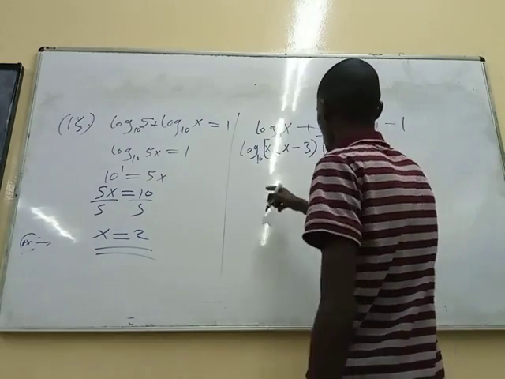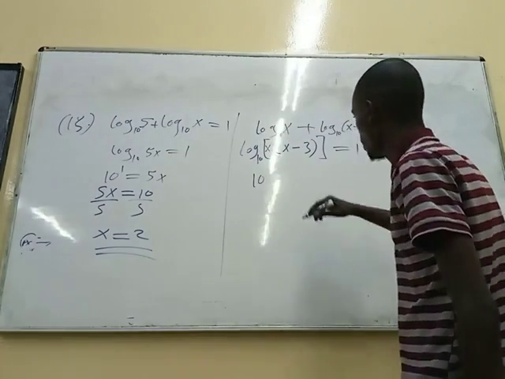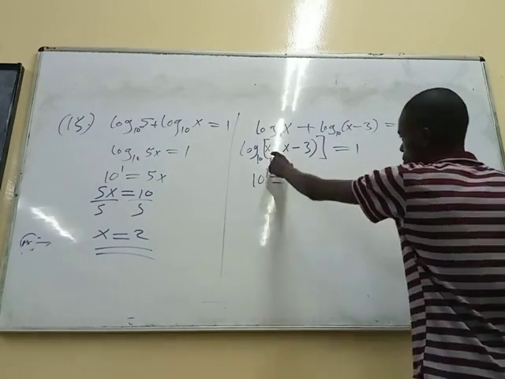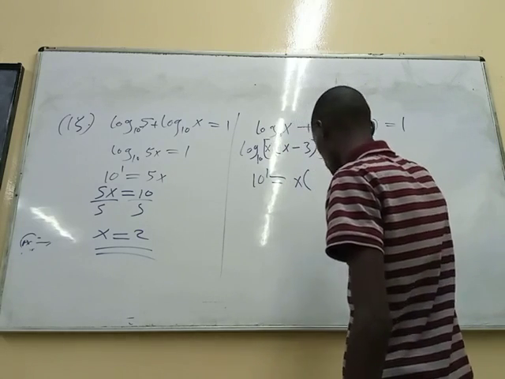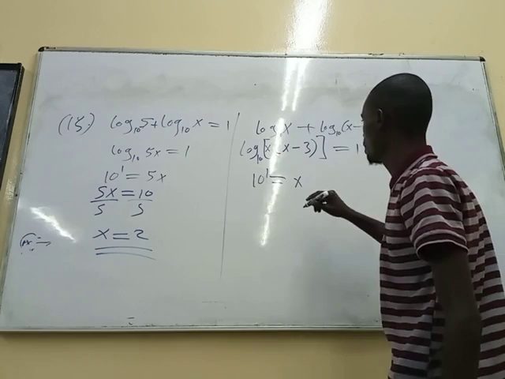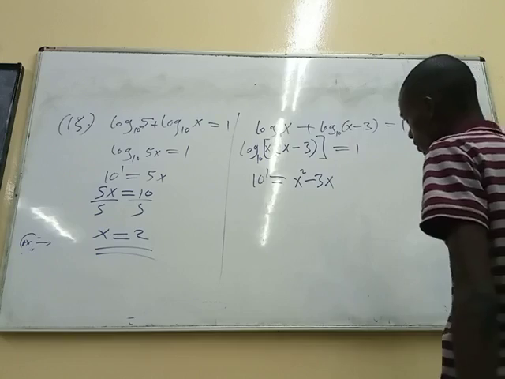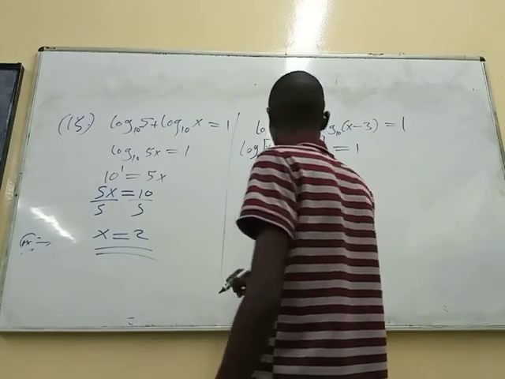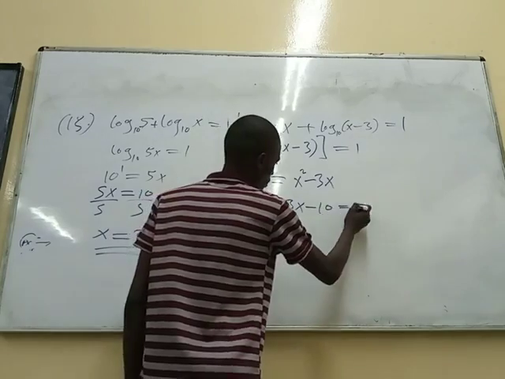What do we do then? We know our base there is 10. We're converting it to exponential. Our base there is 10, the power is 1. Then this is equal to x times x, which is x squared. And x times negative 3, you get negative 3x. So you take this 10 to the other side of the equal sign. You're going to have x squared minus 3x minus 10 is equal to 0.